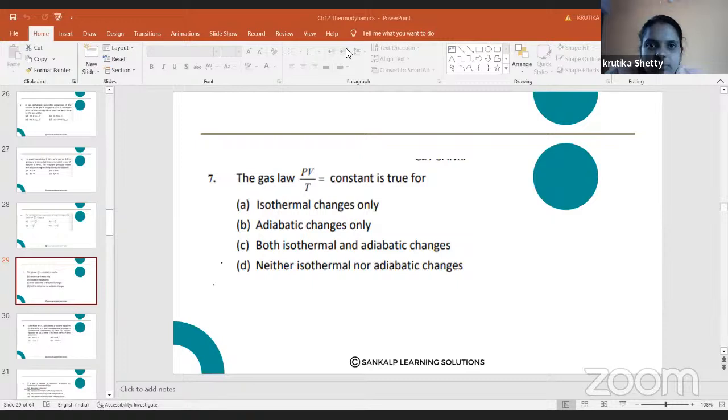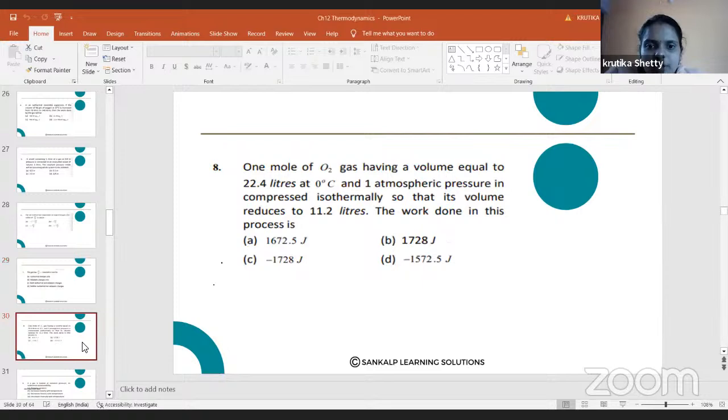Okay, then the next question. So see the question. You can try and tell me the answer. 1 mole of O2 gas having a volume equal to 22.4 liter at 0 degrees Celsius and 1 atmospheric pressure is compressed isothermally so that its volume reduces to 11.2 liters. The work done in the process is... So what is the answer? Check.